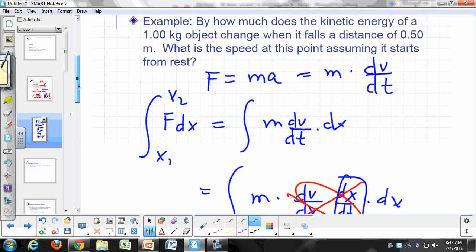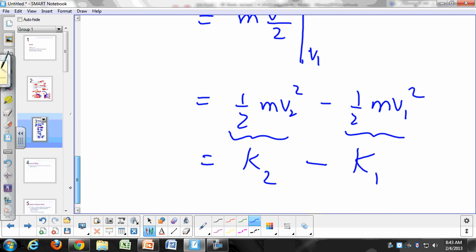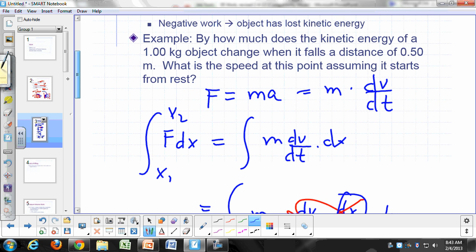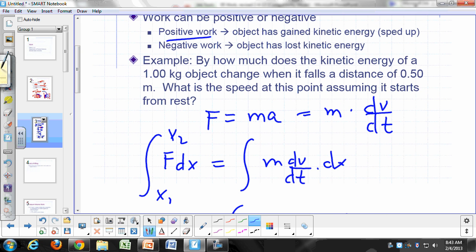Okay, so you can see that's just the change in the kinetic energy. The amount of work done is just equal to the change in the kinetic energy. All right? So if you have positive work, that means your object has gained kinetic energy, it has sped up. And if you have a negative value for your work, that simply means that's the amount of kinetic energy that was lost by your object as a result of the force applied on it.